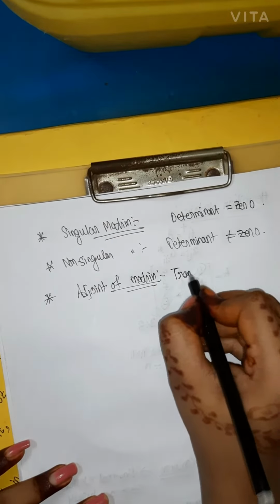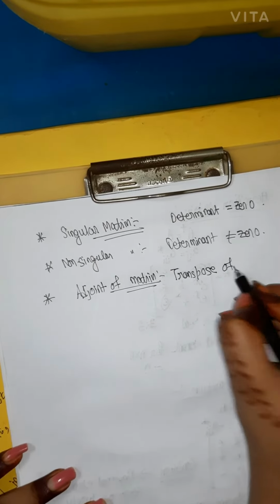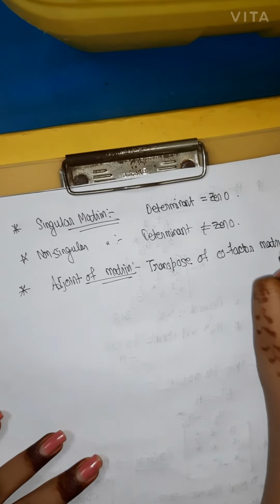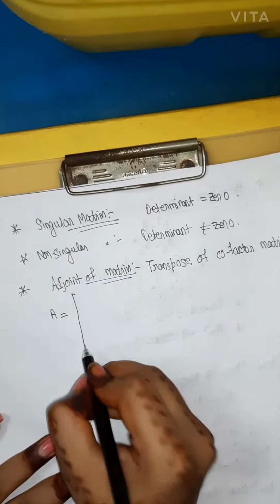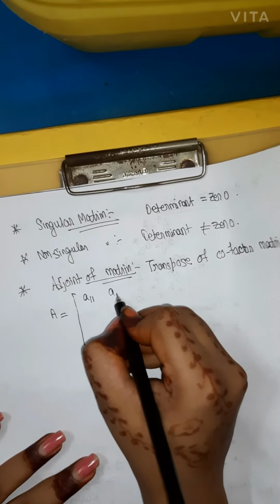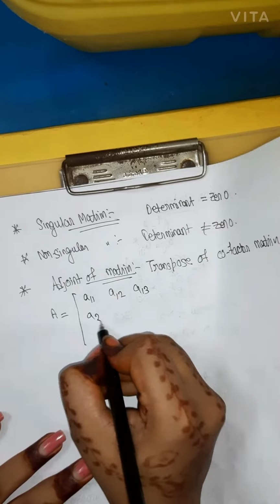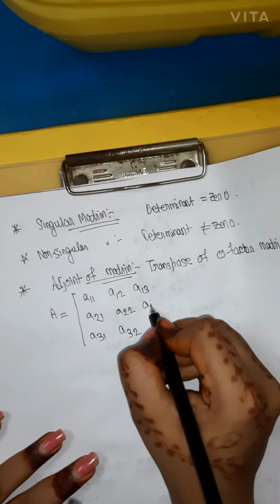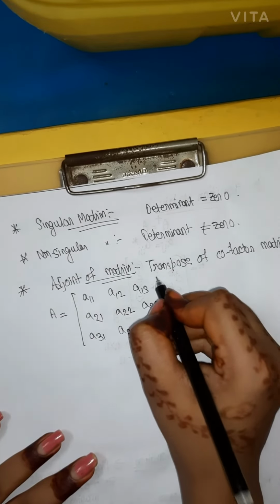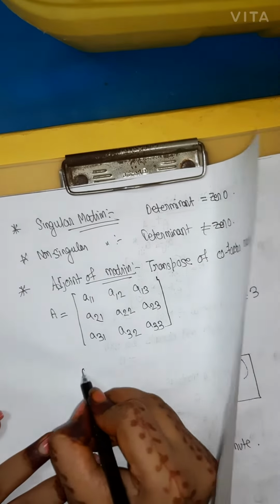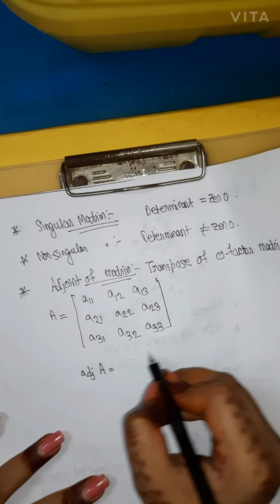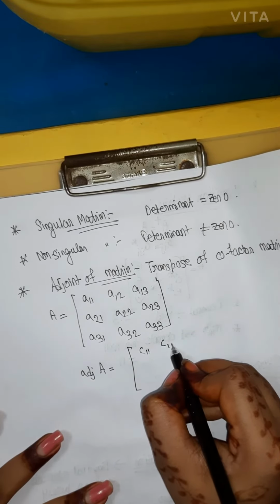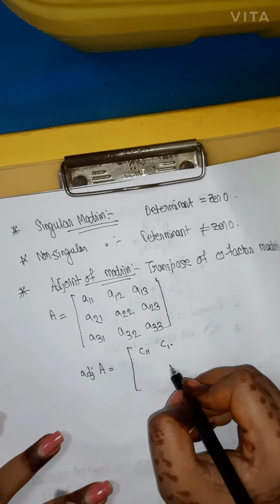Transpose of cofactor matrix. Let us say we have A matrix, that is A11, A12, A13, A21, A31, A22, A32, A23 and A33. So adjoint A will be equal to C11, C12. Adjoint A will be transpose of cofactor matrix.